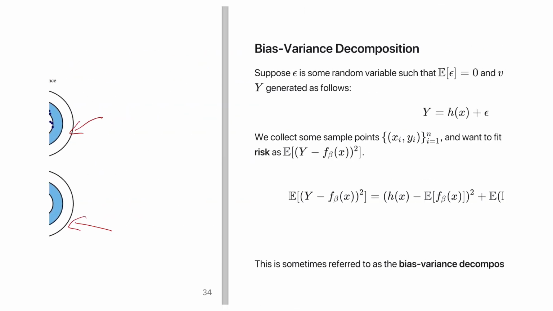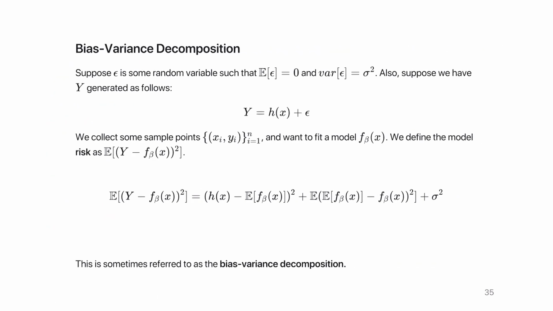So let's review a little bit about what bias variance is. I think in lecture you didn't see this epsilon. So you have some test point x, and in nature, you have a true value for that x, which is h of x.